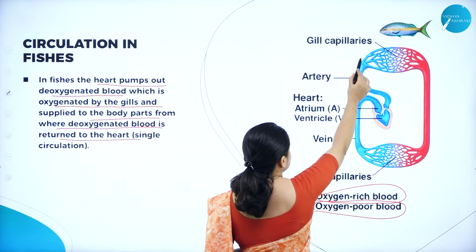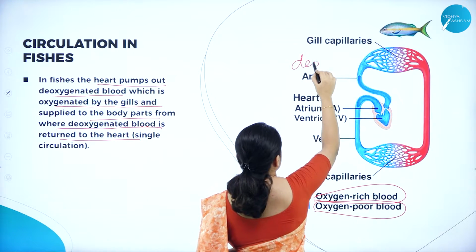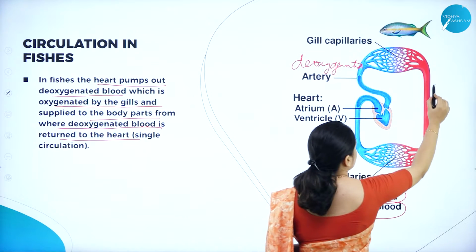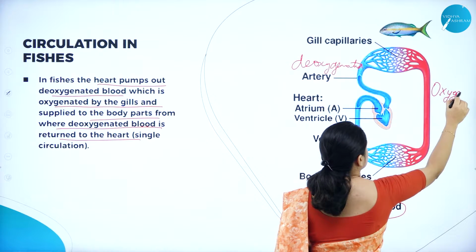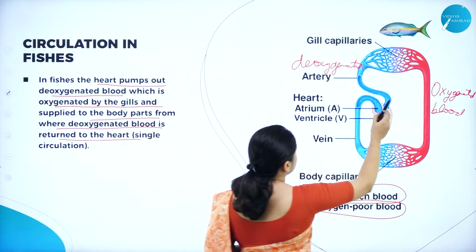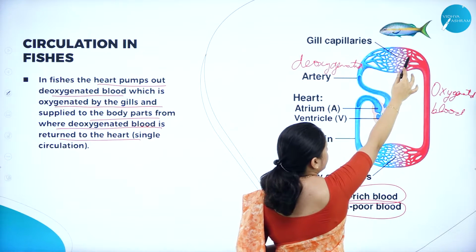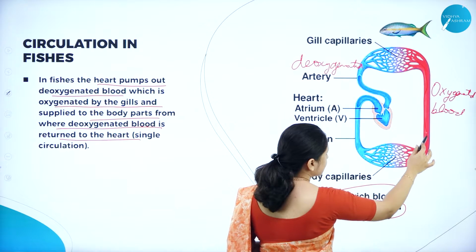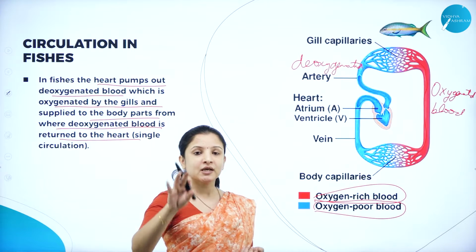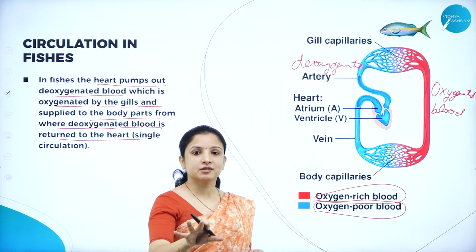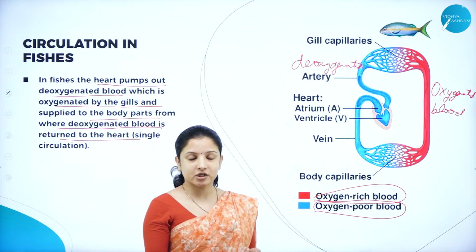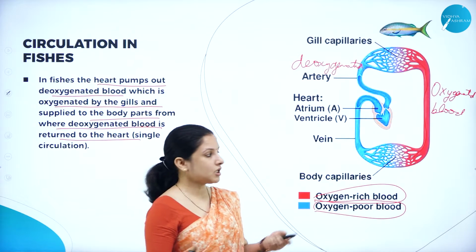Now through this side, the deoxygenated blood travels, and through the other side, the oxygenated blood travels. If you can see here, the oxygenated blood will travel from the gills. It will come like this and enter into the body capillaries because it will be given to the body tissues. And once the blood dumps the oxygen in the body tissues, now it is deoxygenated blood. Why? It has lost the oxygen, right? It has already dumped the oxygen into the body tissues.